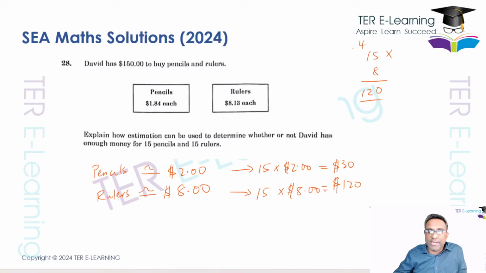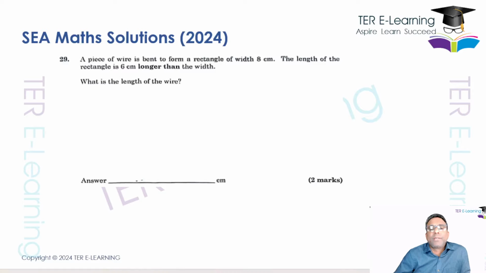When you work out the total cost here, you're going to get a total cost of $150. Now remember, we estimated this figure. They said he has $150, and our estimated cost is $150. So we can see that yes, he is able to make that purchase. So that's 28.